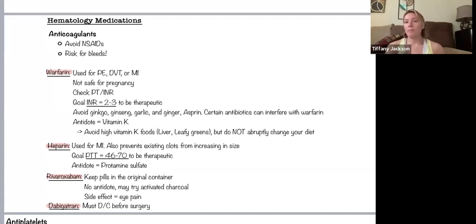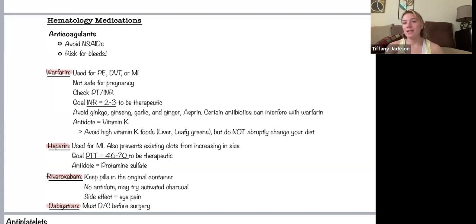Remember, with warfarin, we must check the PT and INR. If your patient is on warfarin, the goal INR is 2 to 3. If it is greater than 3, we want to make sure we give our antidote, vitamin K, because the patient can have bleeds.